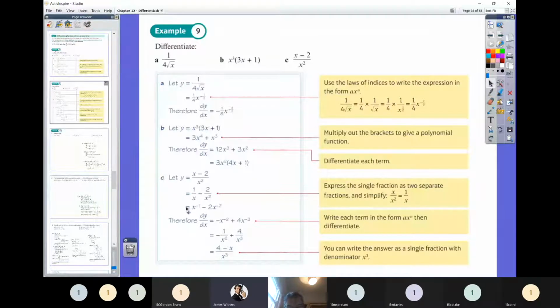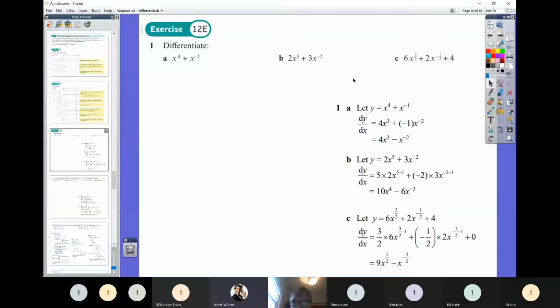And then step 2, differentiate it. So the easy bit, each of those two terms: step 1, multiply by the current power, and step 2, reduce the power by 1. So guys, that takes us into exercise 12E.